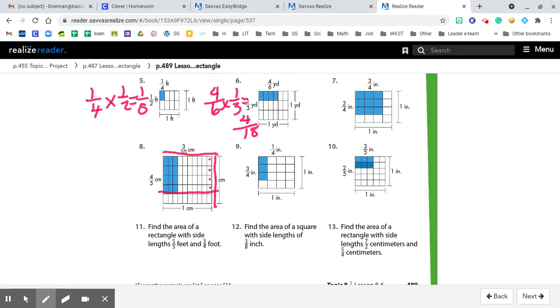So that's a 10 by 5. So we know it's out of 50. And when we count the squares, 1, 2, 3, 4, 5, 6, 7, 8, 9, 10, 11, 12. So if you don't want to do the math, 3/10 times 4/5 equals 12/50. You can count the squares. There you go. Area of a rectangle using fractions.